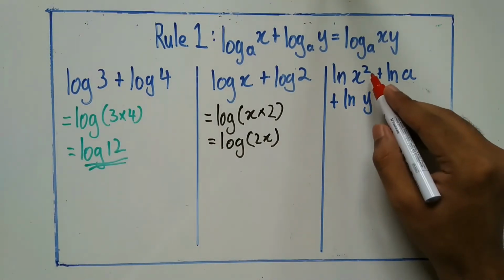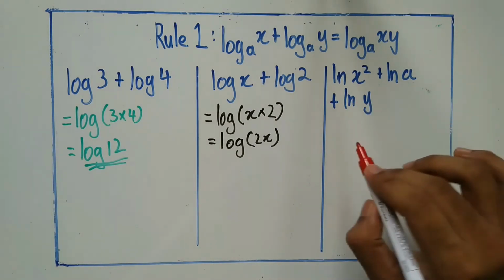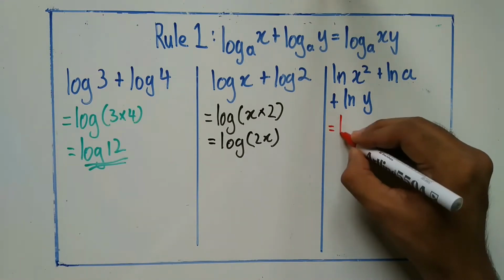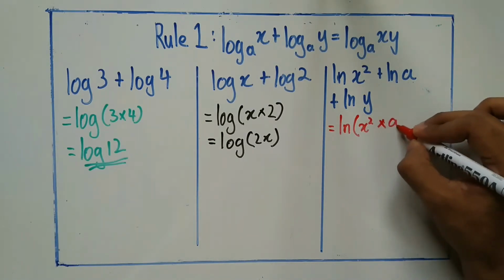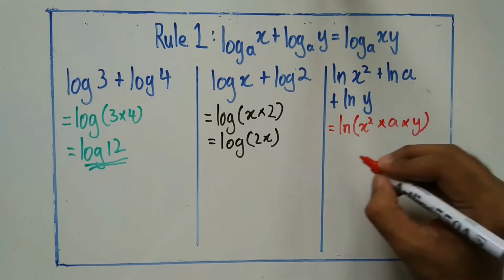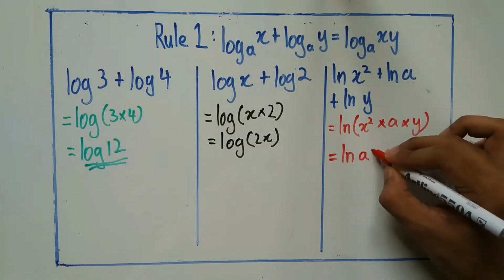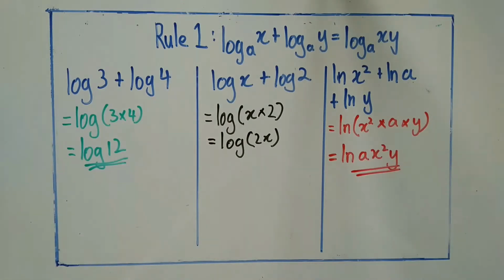Here we have ln x squared plus ln a plus ln y. We have three terms. By using the addition rule, we can combine all these terms together. We will get ln x squared times a times y, which will give us ln a x squared y. This is a simple demonstration of how to use the addition rule.